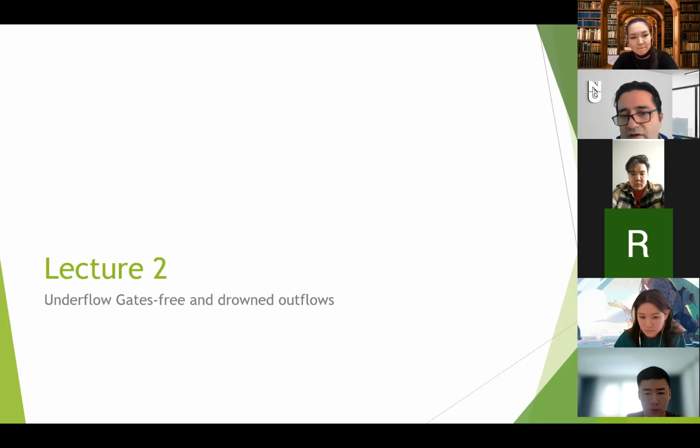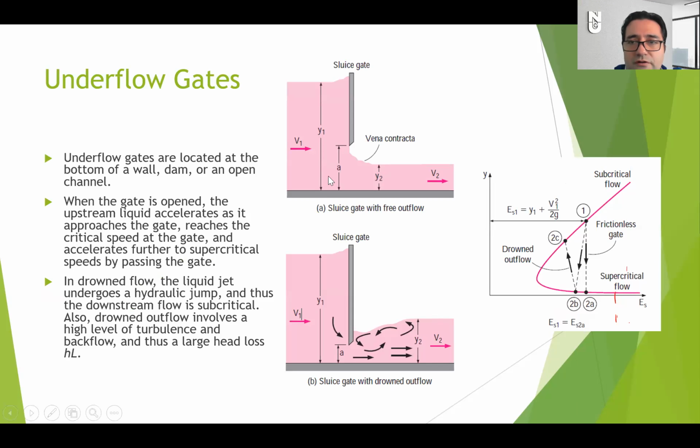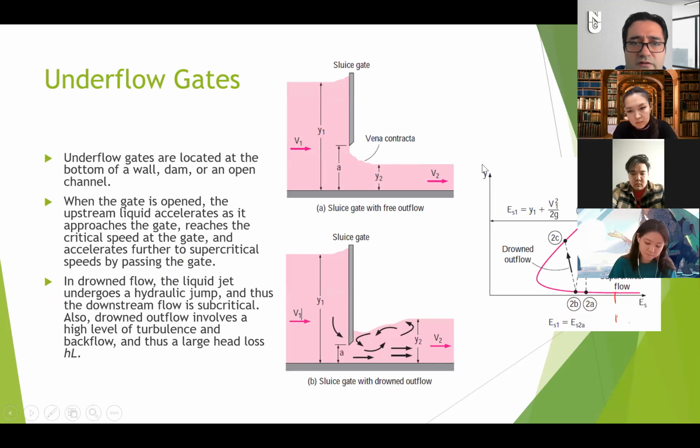If you have underflow gates, you may have two types of flows. The first one is free flow. You see how it forms in the upper figure on the right side. This is a free flow. It means that water passes under the sluice gate and continues to flow as it is, and there is no hydraulic jump formation here. So this is called free flow.